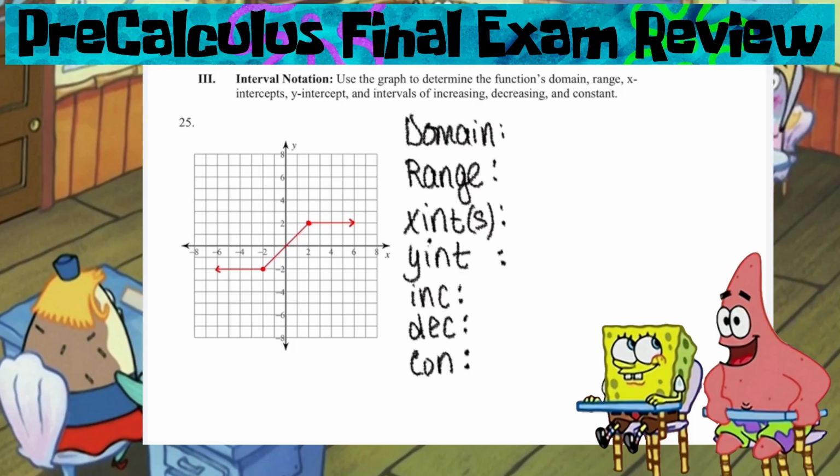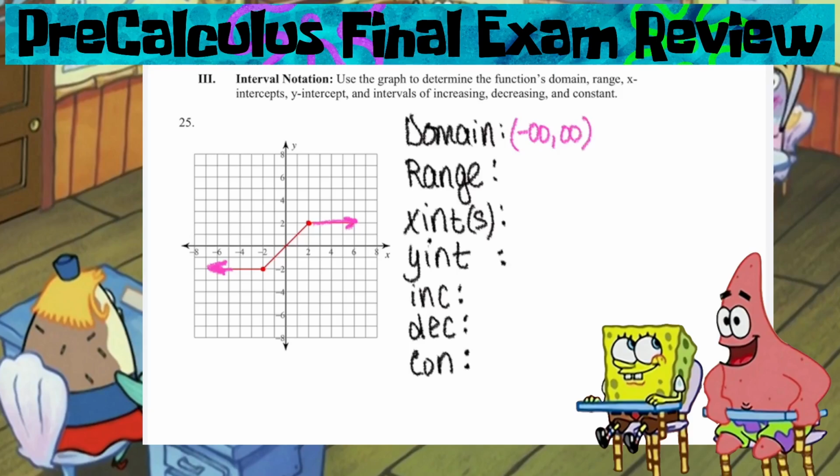Let's start off with the domain. The domain is asking us for what x values this function is defined. This arrow implies it goes to the left forever, and over here it implies it goes to the right forever. It is otherwise continuous. That means that my domain goes from negative infinity until infinity.